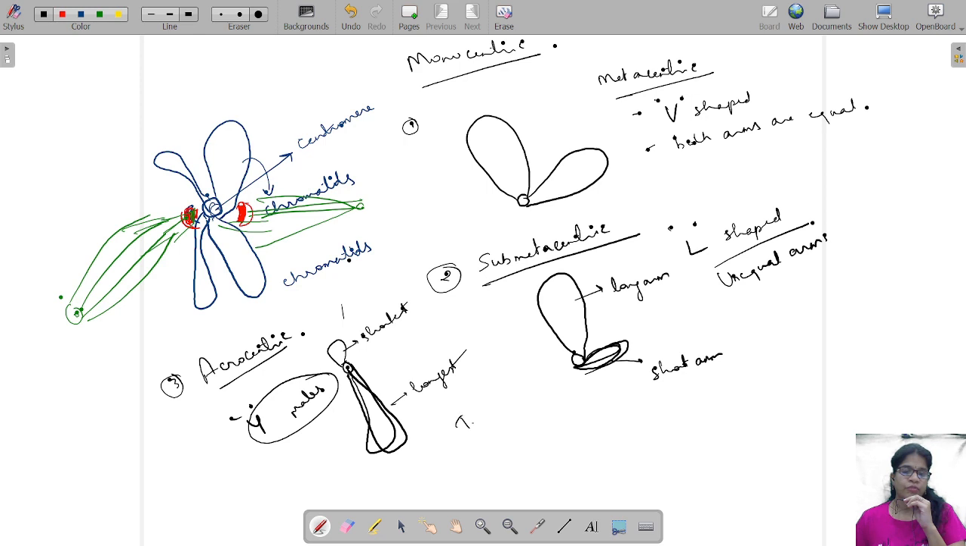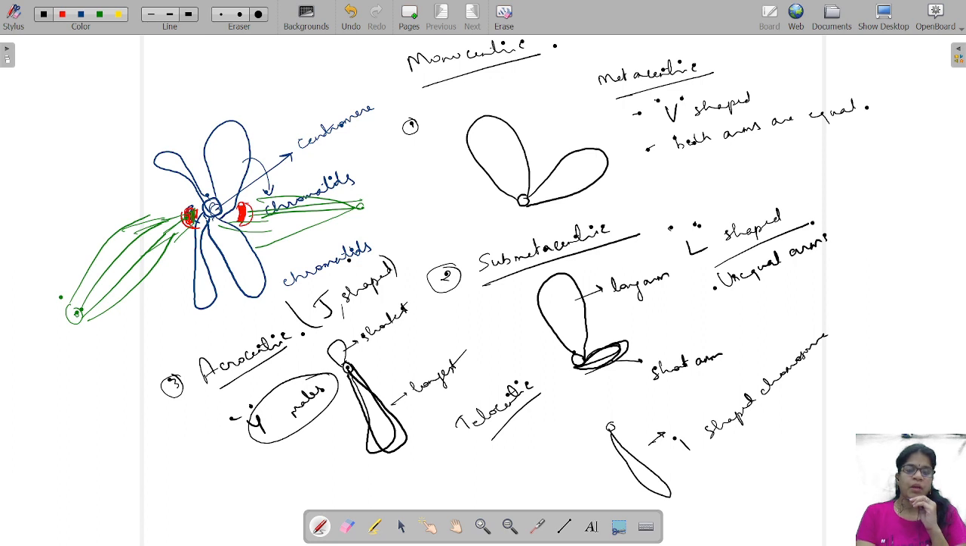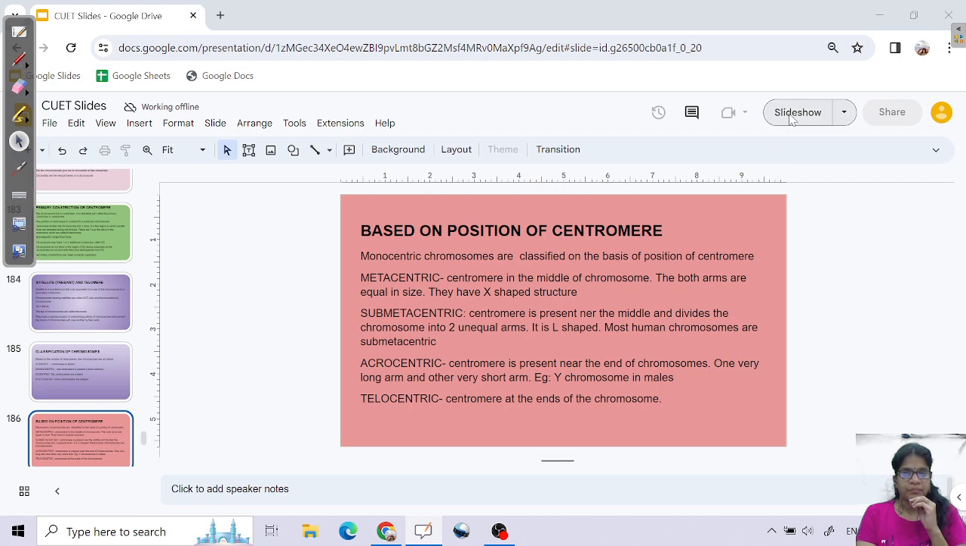Okay, let's go for the telocentric. Telocentric is the presence of the centromere at one complete end. It's like this. This acrocentric resembles a J-shaped structure, and telocentric is mainly I-shaped. I can say telocentric is a small I-shaped chromosome. Okay, these are the four different types of monocentric chromosomes. Now let's see what they are.